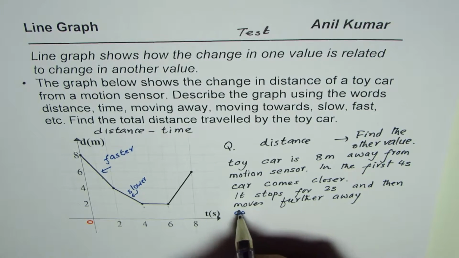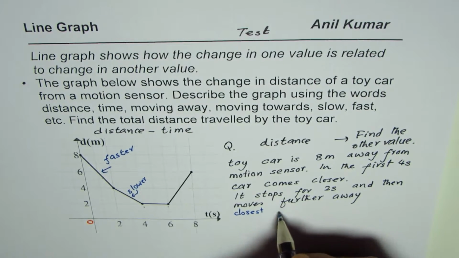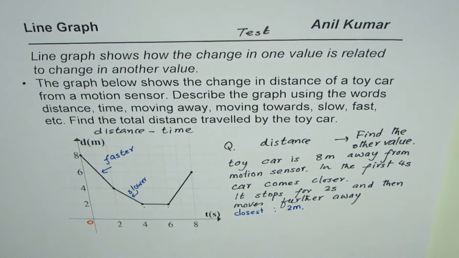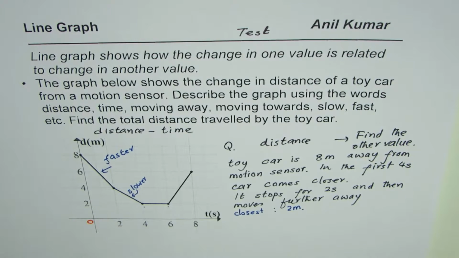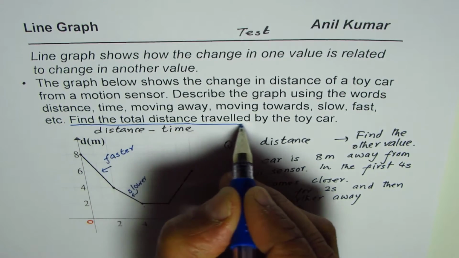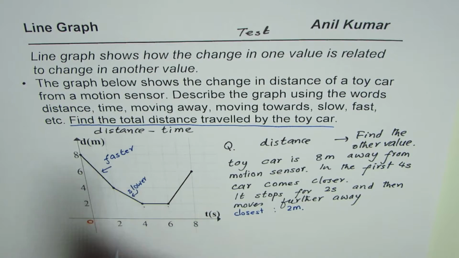So the closest is 2 meters away, correct? Farthest is 8 meters. For how much time all this is taking place? 8 seconds. Do you see that? So in 8 seconds, toy car travels how much distance? That is the final question for you to answer. Find the total distance traveled by the toy car.